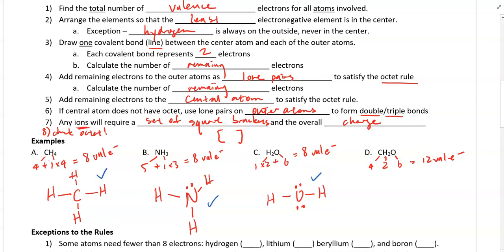Now this one's going to be a little bit trickier because you have 3 elements to consider, but one thing you can go ahead and eliminate is the fact that hydrogen is always going to be on the outside, so that's not going to be in the middle. So then it comes down to either carbon or oxygen.